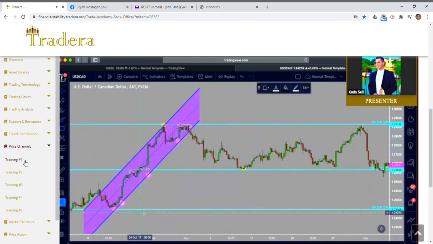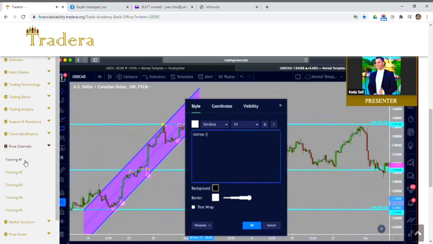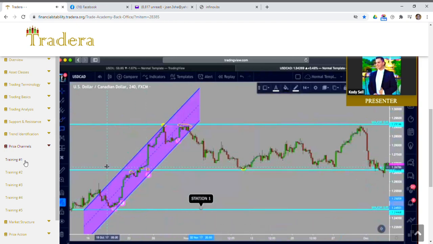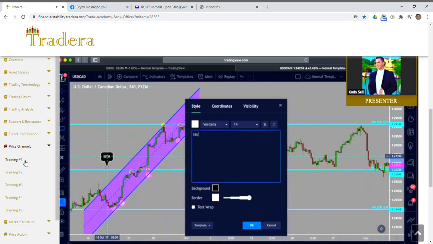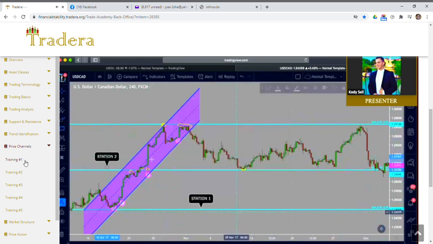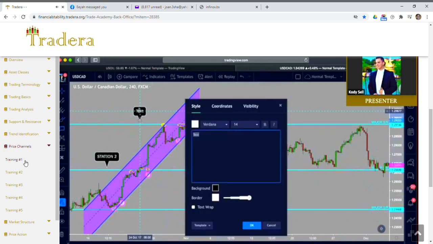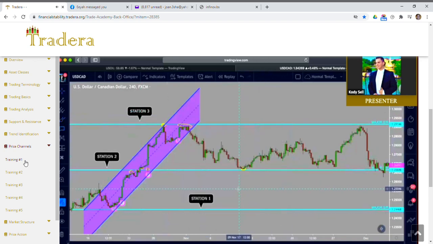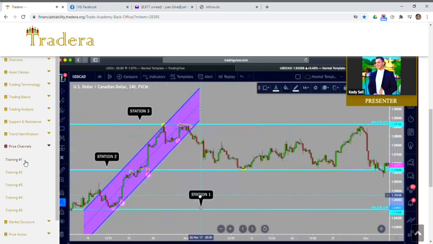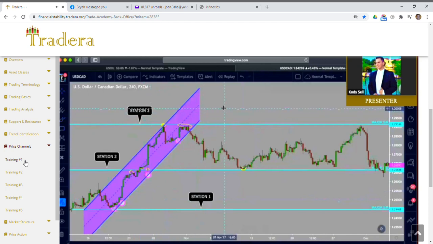All right, so let's go ahead and call this one station 1. Call this one station 2, and then call this one station 3. All right, that'll help simplify what's going on here. So price moved all the way from station 1 in this channel all the way to station 3 in this channel. And then once it hit station 3, what happened?